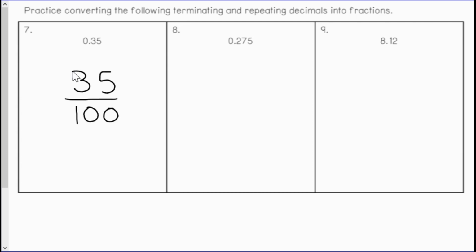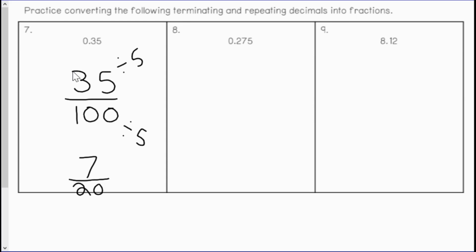Now I want to simplify this fraction, so I want to take out the greatest common factor. From 35 and 100, I can take out a 5. Dividing both of these by 5, 35 by 5 would give me 7, and 100 by 5 would give me 20. So 0.35 as a fraction is 7/20.